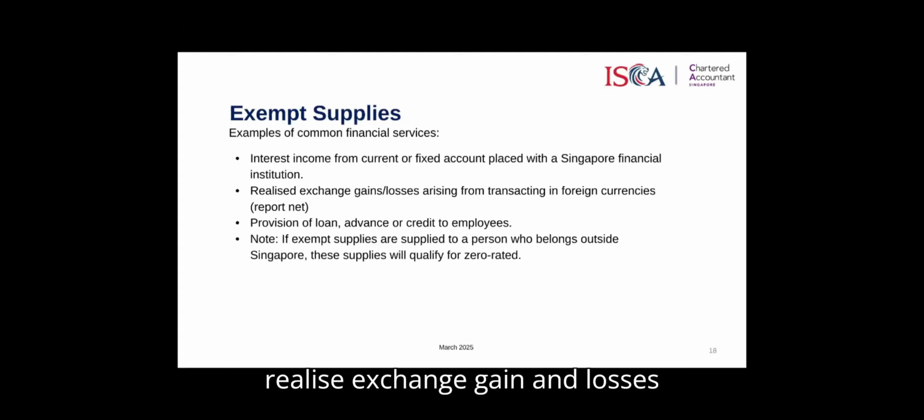Next, realized exchange gains and losses arising from transacting in foreign currencies. Provision of loan, advance, or credit to employees.